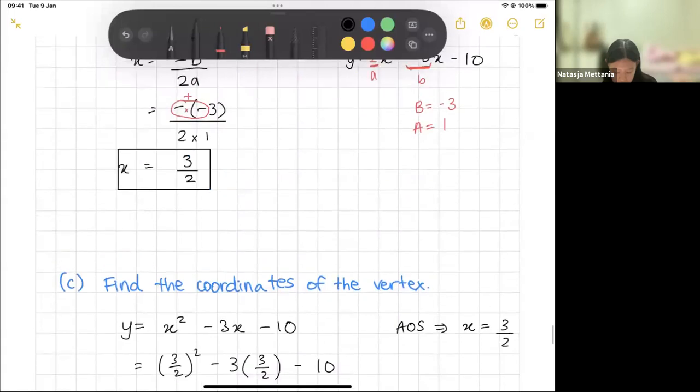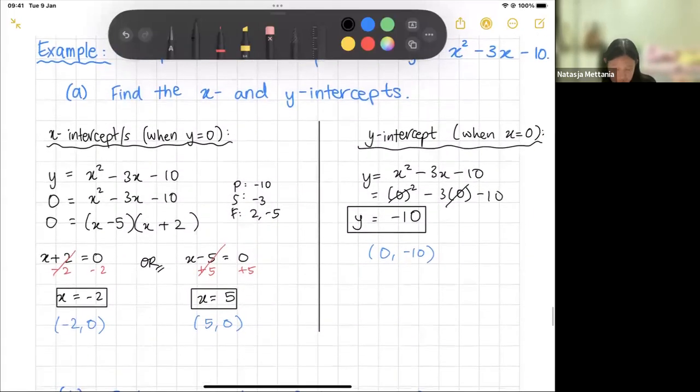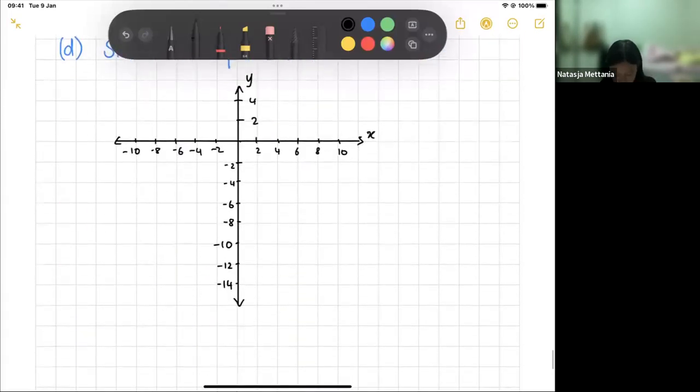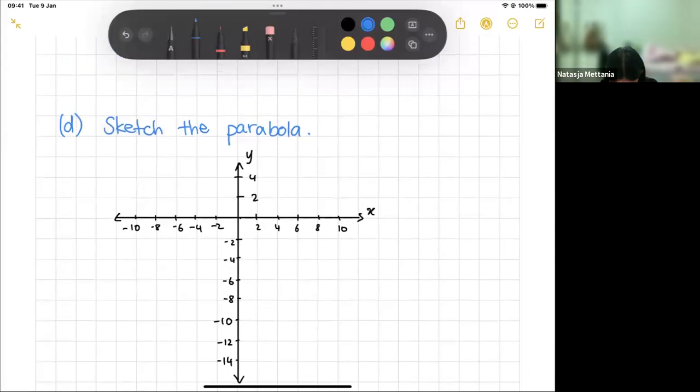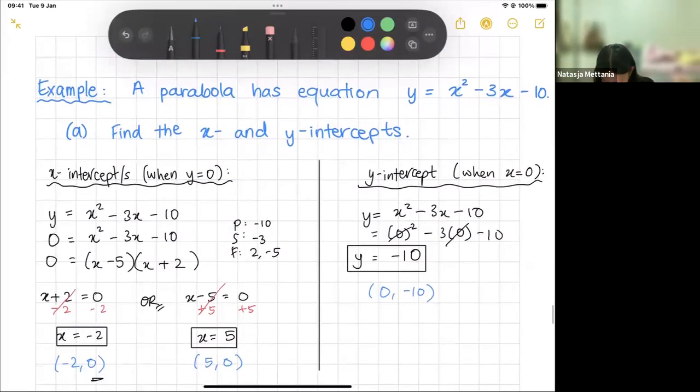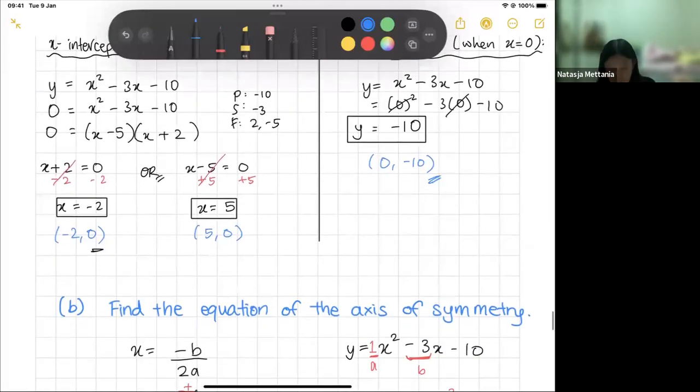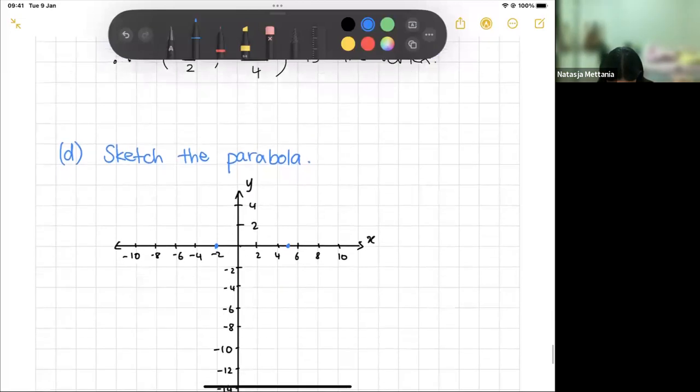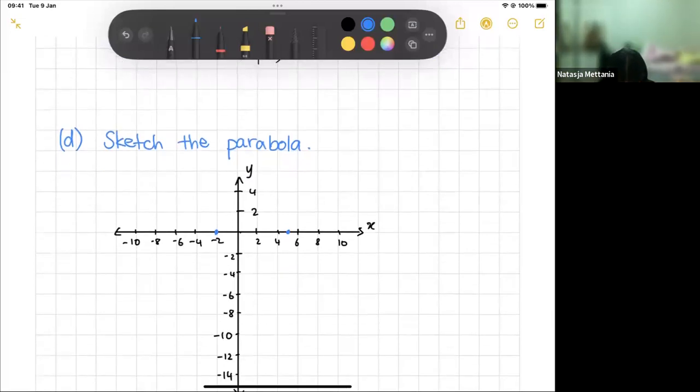My x-intercepts and my y-intercepts were, let's look at it. Negative 2, 0 and 5, 0 are my x-intercepts. So let's just do that. I'll look at negative 2, 0. I'll stop there. And positive 5, 0. There. My y-intercept was negative 10, so 0, negative 10. This one right here. So my x was 0, and I'm going to go down to negative 10.